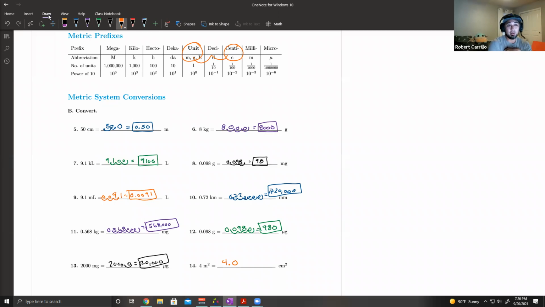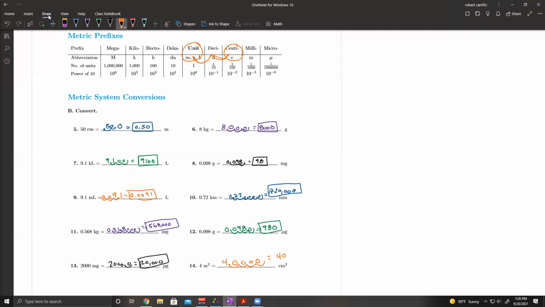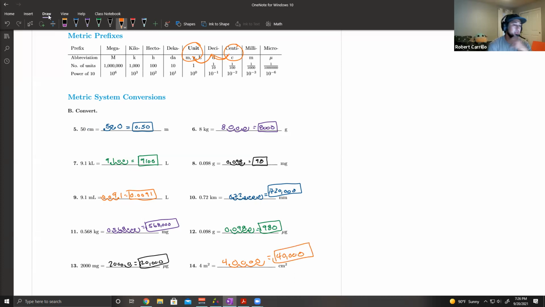Because moving over twice would be 4 meters to centimeters. Moving over 2 more times would be for the square. 1, 2, 3, 4. And you would get that 4 square meters is 40,000 square centimeters.